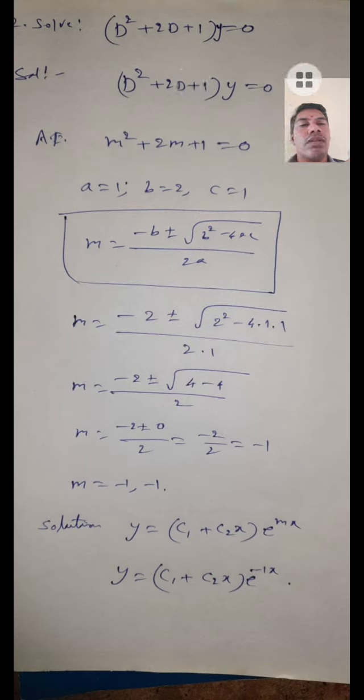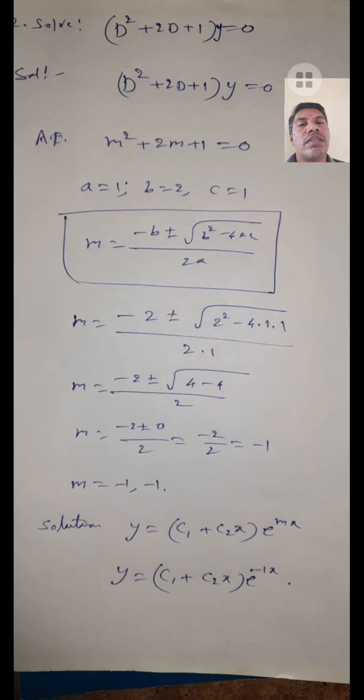If we don't know how to find the roots by factorization, then another method is also there. That is, you can see here. See the question first: solve (D square plus 2D plus 1) of y equals 0. In the solution, write it, and the next step, auxiliary equation: m square plus 2m plus 1 equals 0. Here we need not write y.